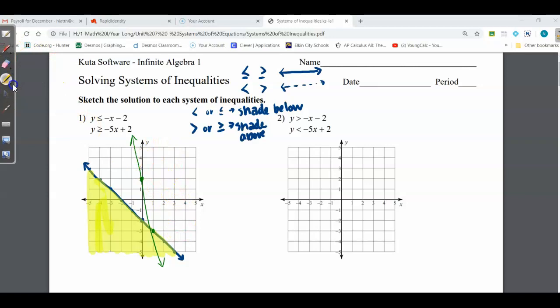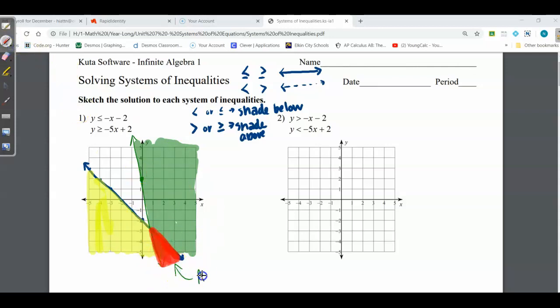I'm going to pick a different color here. Let's use green, and I'm going to shade above the line here. Now, the answer for these problems is the part of the graph where your shading overlaps. In this case, I'm going to go back over it with a different color, red. These two shaded sections overlap right here. If you're doing this with a pencil, go back and make it darker in that section, or you could erase the other parts. But this red part right here is your answer. What this means is that any point that falls in this section will make both of these inequalities true.